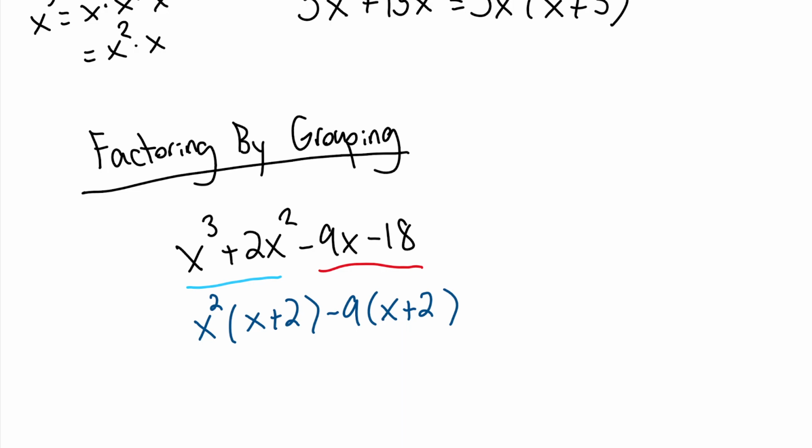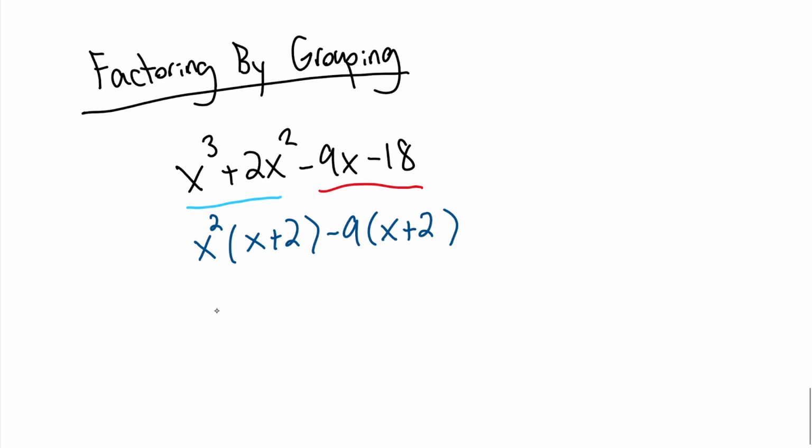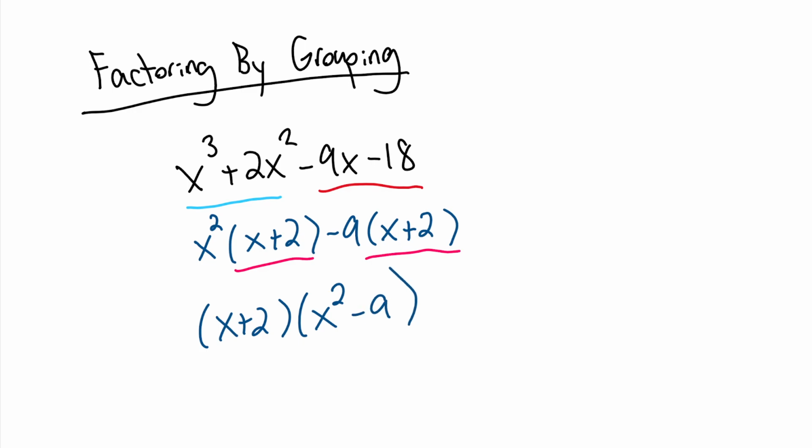So what happens here is now both of these terms have a common factor. Right, so this has an x plus 2 and this has an x plus 2. So now we can pull the x plus 2 out of both of them. Okay. So they're sharing this x plus 2 here. So we're going to take that out of both of them. And here we're going to be left with x squared. And here we're going to be left with minus 9.